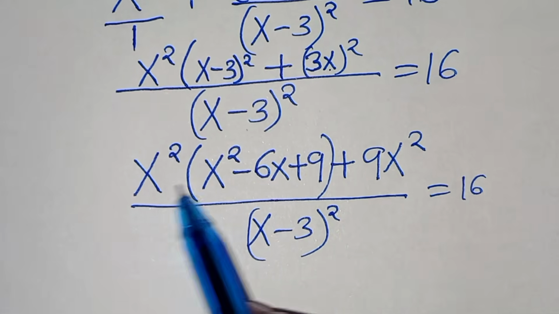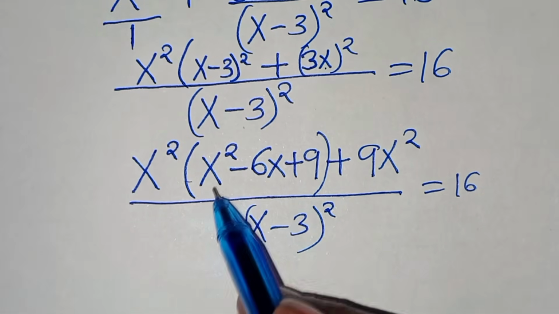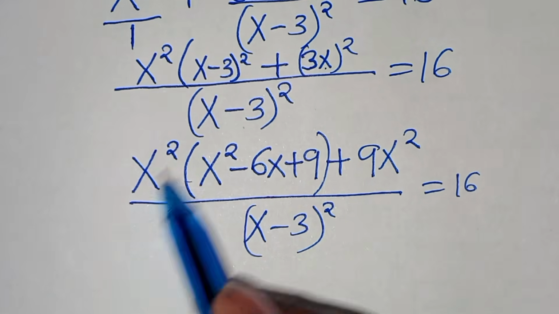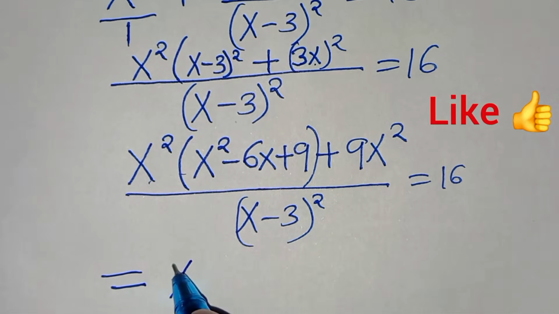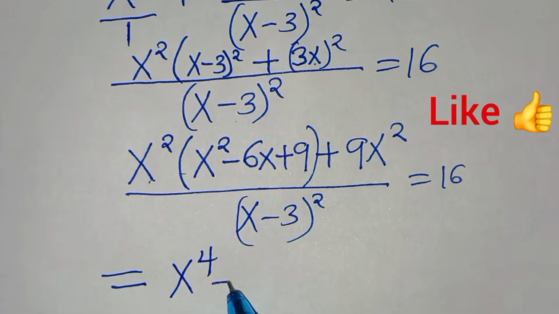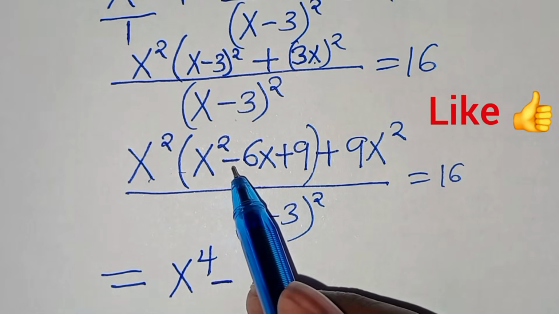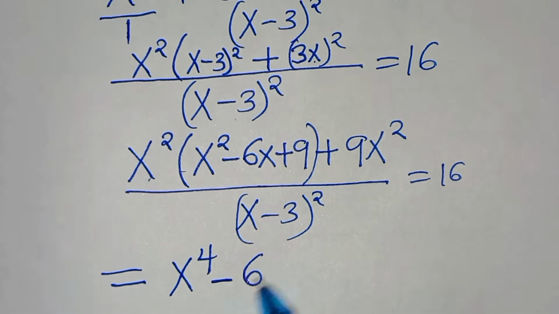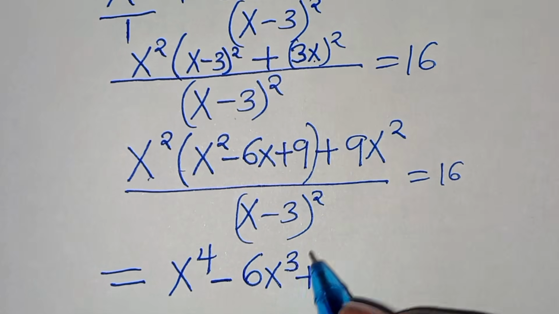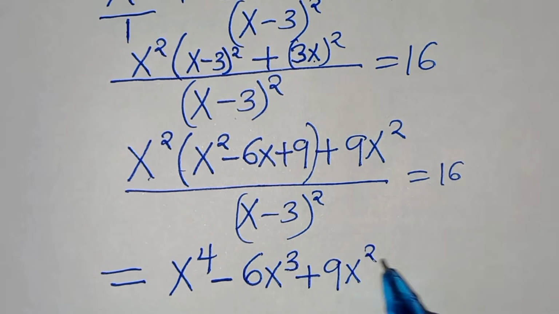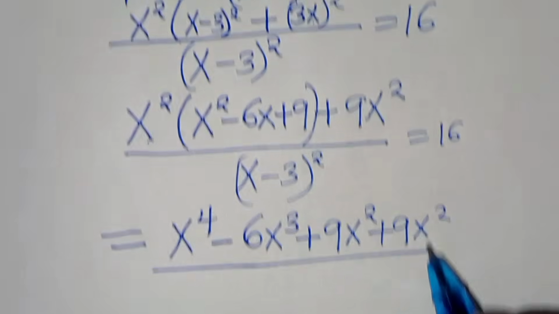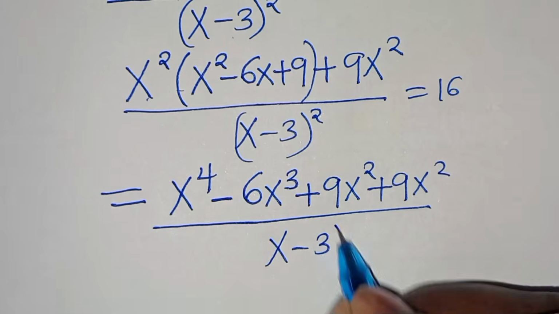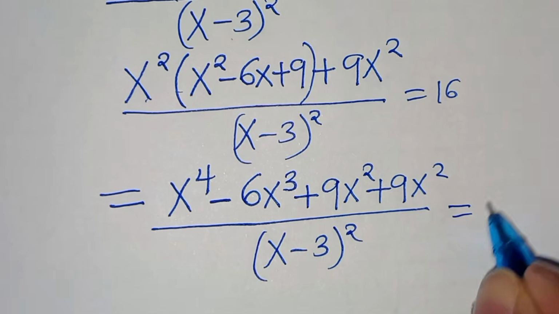Now, let's multiply everything here, that is x squared minus 6x plus 9, by x squared. So this means we have x squared times x squared, this is x to the power of 4. Then subtract x squared times minus 6x, this is 6x to the power of 3. Then plus x squared times 9, this is 9x squared. Then plus 9x squared divided by x minus 3 to the power of 2. This is equal to 16.